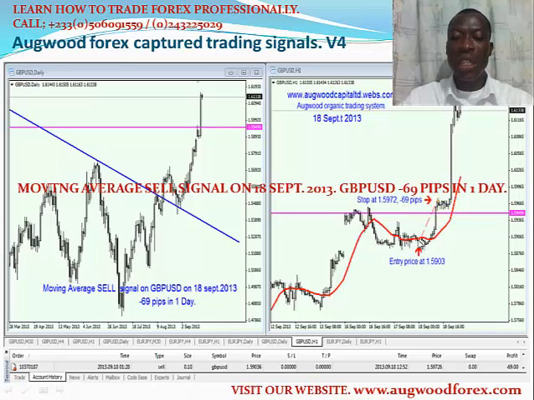So this is it. Immediately I was wrong. You could see immediately I entered for a sell, hoping that the price will drop from here. The price reversed and it stopped me out at minus 69 pips in one day, which means it's the same day I was stopped out.